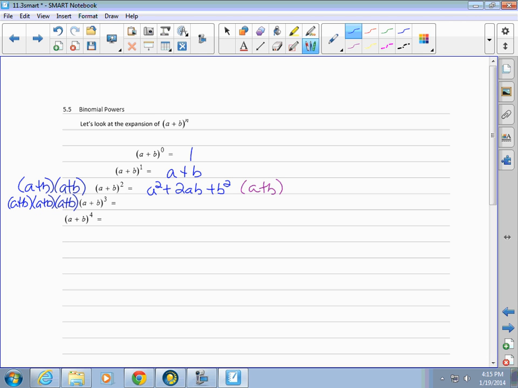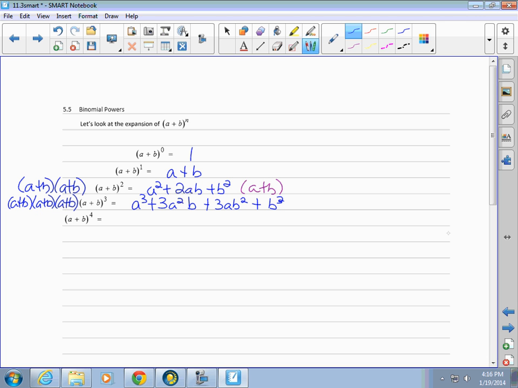So your answer for that, in order, is a cubed, 3a squared b, plus 3ab squared, plus b cubed. I think I have a b squared on my page. I'm just going to pause here and check my math real quick. Yeah, okay, I'm good. That was just a typo on my page. So a cubed plus 3a squared b plus 3ab squared plus b cubed.